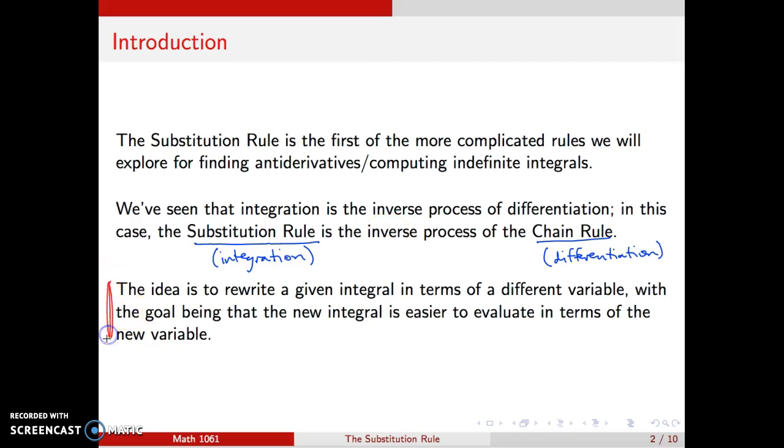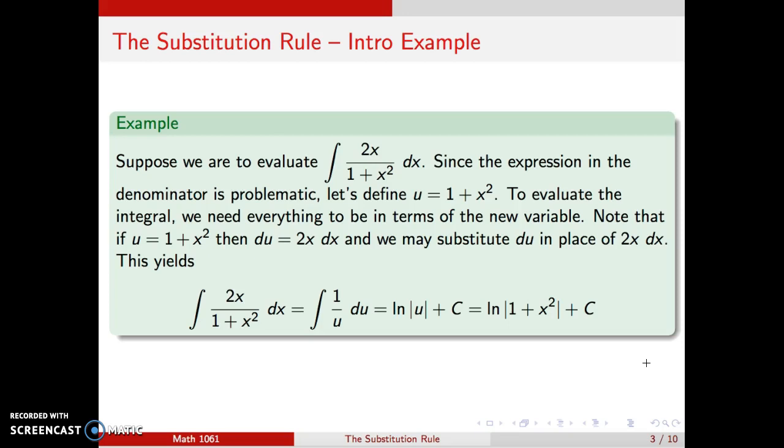So what are we trying to do here? The idea is that we want to rewrite the given integral in terms of a different variable, with the goal being that the new integral is easier to evaluate in terms of the new variable. Easier in the sense that we have a rule for it. So really, we're not changing it in a meaningful way. We're just disguising it, making it look different, so we can use some of the rules that we know.